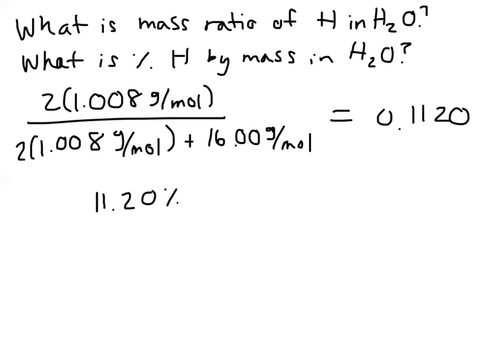11.20% hydrogen by mass. So once again, hydrogen, even though there are 2 of them and only 1 oxygen, is very, very light. It's not very massive. And so it does not contribute a whole lot of mass to the water.